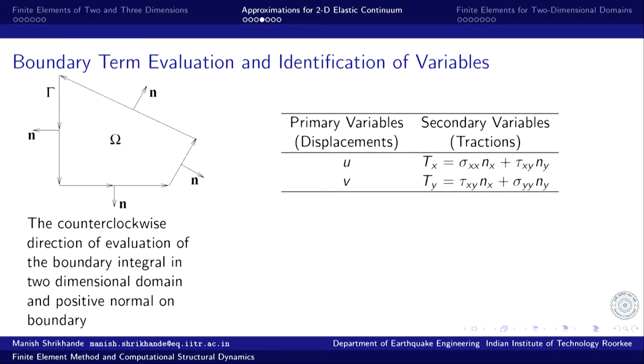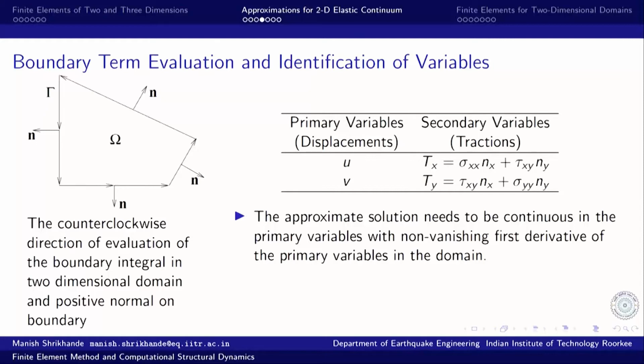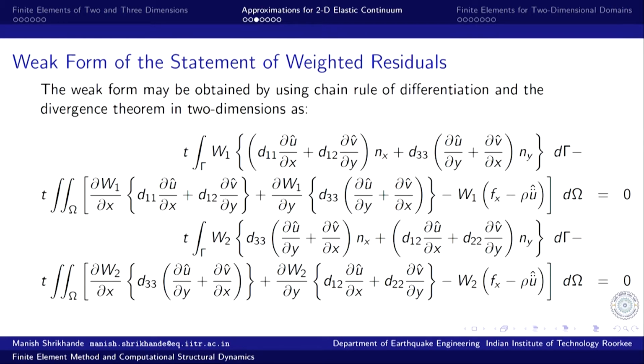So, now looking at this boundary term and this identification of primary variable and secondary variable, we can draw similar inferences to what we had discussed in the case of 3 dimensional problems. Let me repeat, the approximate solution needs to be continuous in the primary variables with non vanishing first derivative of the primary variables in the domain. So, this non vanishing first derivative comes from here. These are all first derivative terms in the domain.